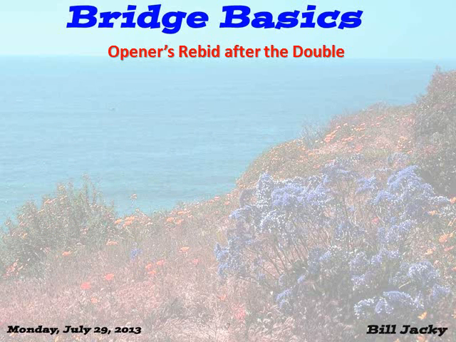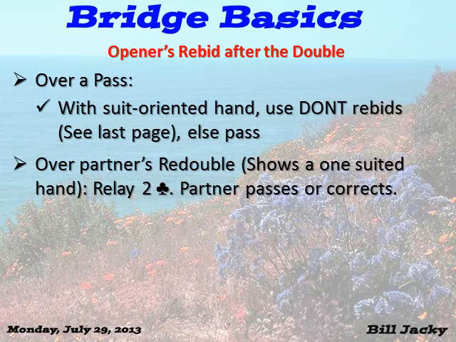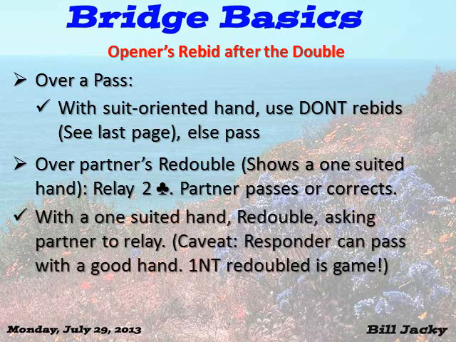Back to opener's hand and his rebid after the double and his partner's response. If your partner passed the double with a suit-oriented hand, use don't rebids, just like you would over a 1-no trump opener, or else you might decide to pass. Over partner's redouble, he's showing a 5-card suit. You relay 2 clubs and partner passes or corrects. With a 1-suited hand, redouble, asking partner to relay. Caveat of that is that partner might be sandbagging. He can pass with a good hand, and 1-no redouble is game. Not a bad deal. And lastly, over a suit bid, you either accept his bid or you relay, just as you do in regular don't.